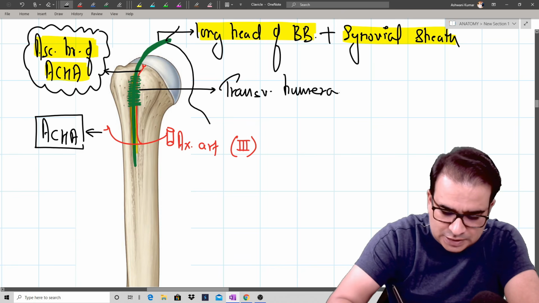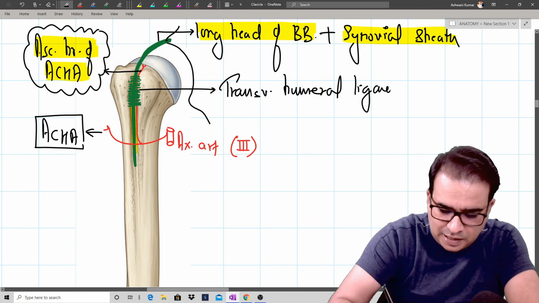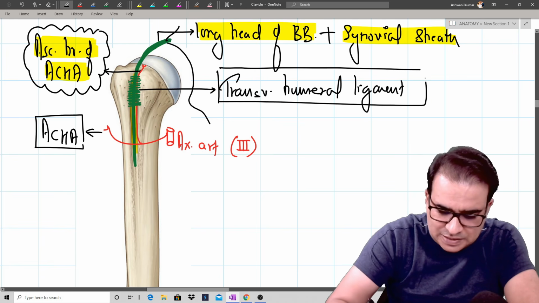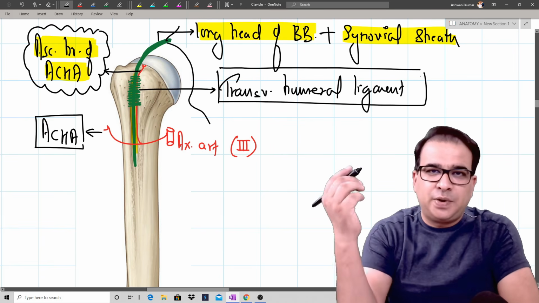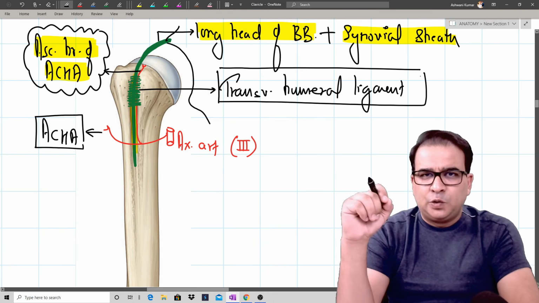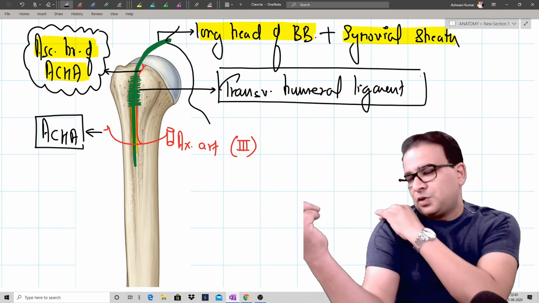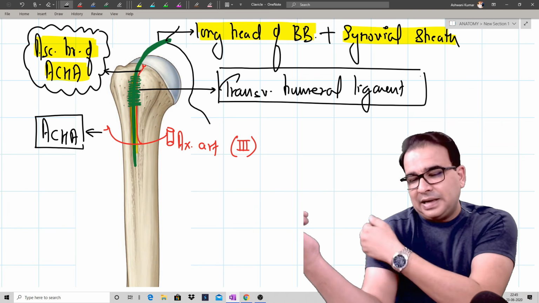This here is the transverse humeral ligament. So that again could be a question, that this is the ligament which prevents the slipping of this long head of biceps brachii from the bicipital groove. Long head of the biceps brachii, because it is running toward the lateral side in the sulcus and then descending downward.